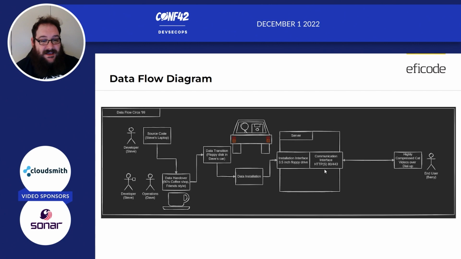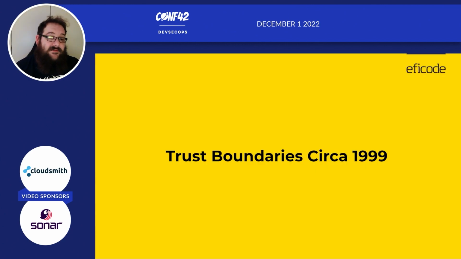And then the communication interface, HTTP port 80, and our end user, Barry, can watch highly compressed cat videos over dial-up. This is how I'm going to assume that these services existed in the 90s for the sake of the next section, which is trust boundaries.